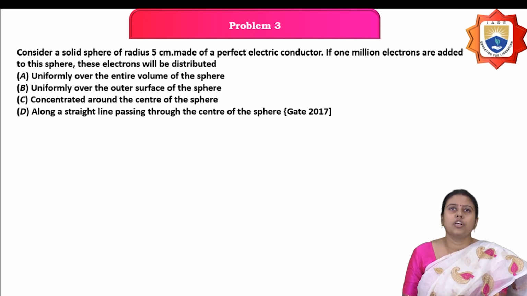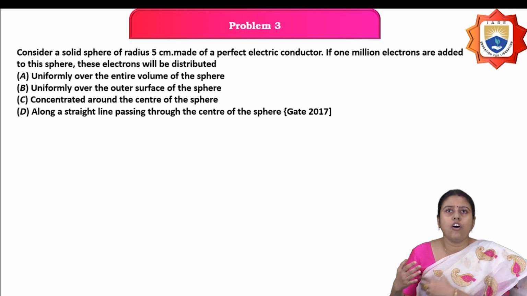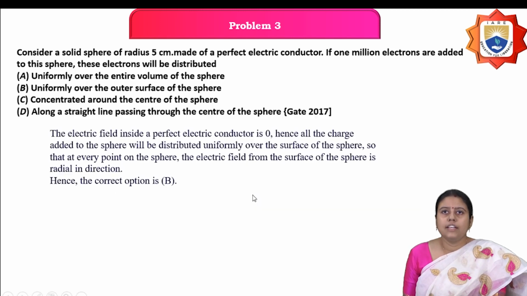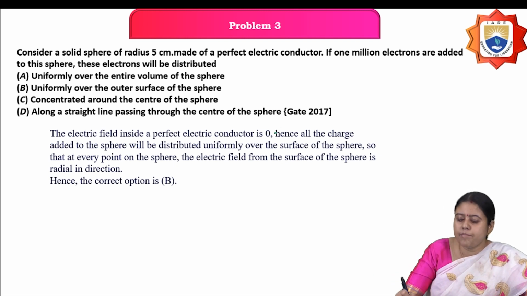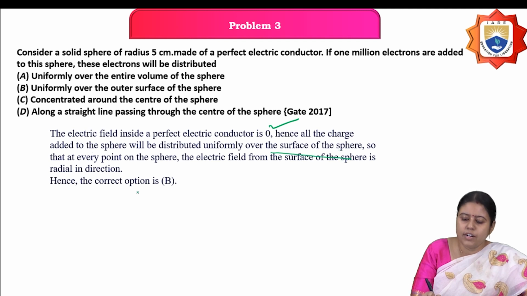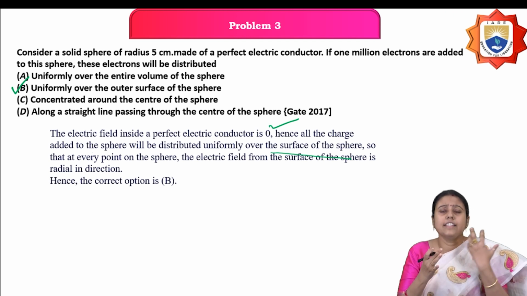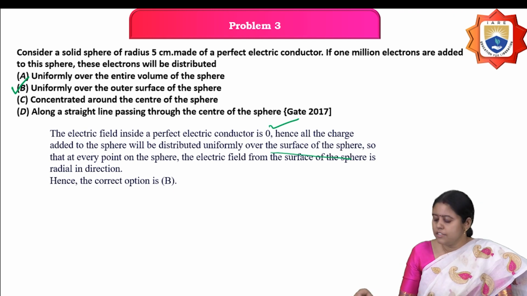So what is the solution? We know the general tendency of the charge on a conductor is to stay on the surface. The electric field inside a perfect conductor is 0. Hence all the charges added to the sphere will be distributed uniformly at the surface of the sphere. So what is the correct answer? The correct answer is B. The general tendency of the charge will be to stay on the outer surface of the sphere.